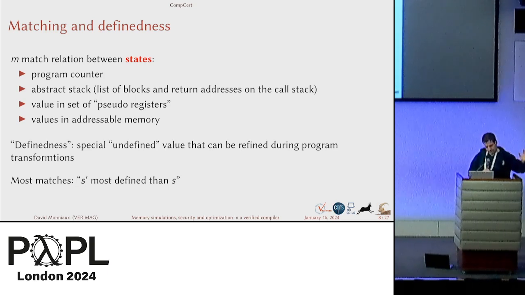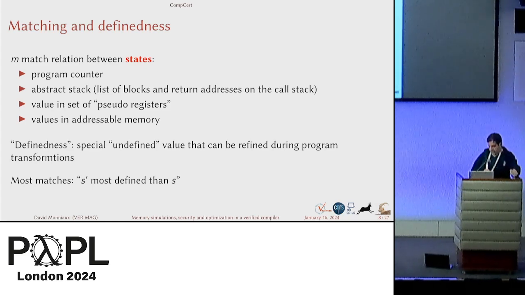So you have a bunch of stack frames that record the caller functions in the order in which they call each other. And these abstract stack frames recall in which function you were and which program counter you were. You have values. You have an unbounded number of pseudo registers, and you have values in these pseudo registers, and you have values in addressable memory.